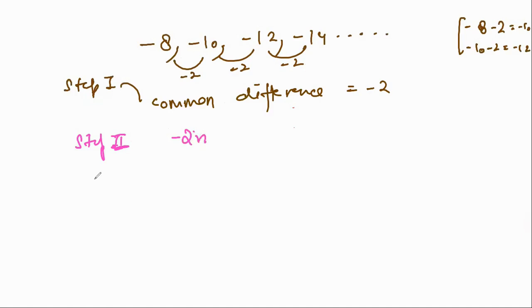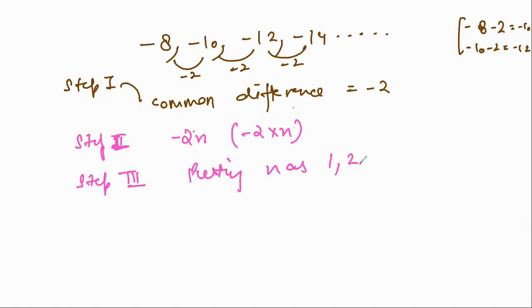Now what is the third step? We have to make a sequence. How to make a sequence? By putting n as 1, 2, 3, 4, and so on in minus 2 multiply n. When I put n as 1, it will be minus 2 multiply 1, which is minus 2. When I put n as 2, minus 2 multiply 2 will be minus 4, then minus 6, then minus 8, and so on. So you are getting a sequence.